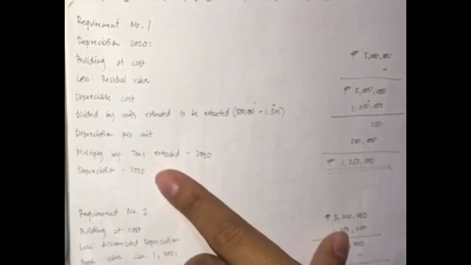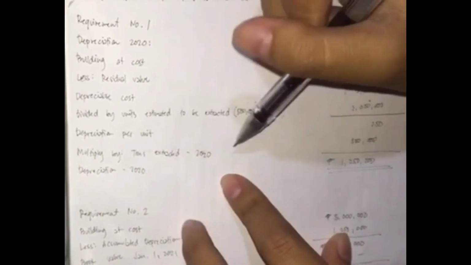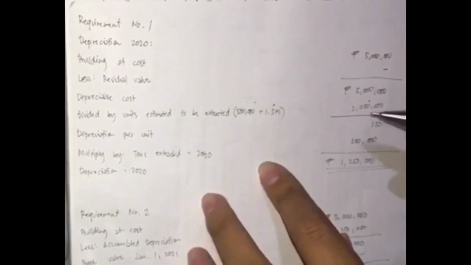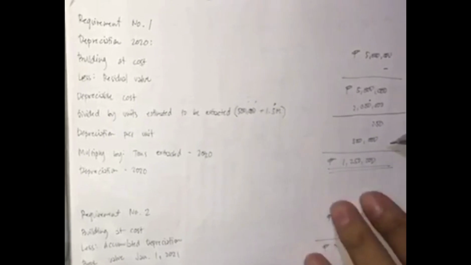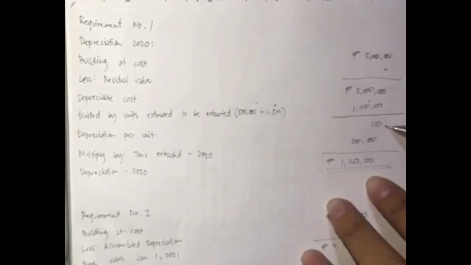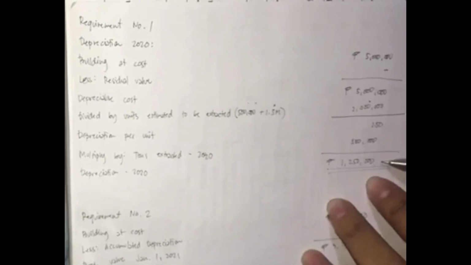Then, ang kaning depreciation per unit, i-multiply siya by tons extracted sa 2020 and mo to 500,000. 500,000 ang tons extracted sa 2020. Then, i-multiply 2.50 times 500,000 and equals to 1,250,000 pesos. Muna siya ang depreciation sa 2020.